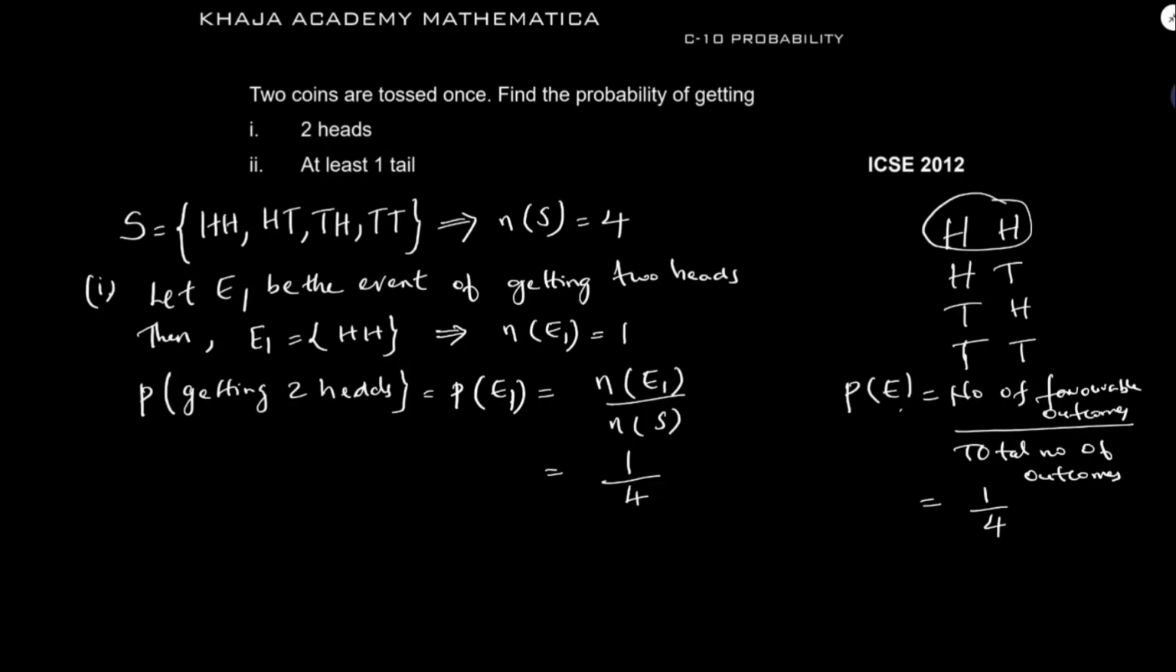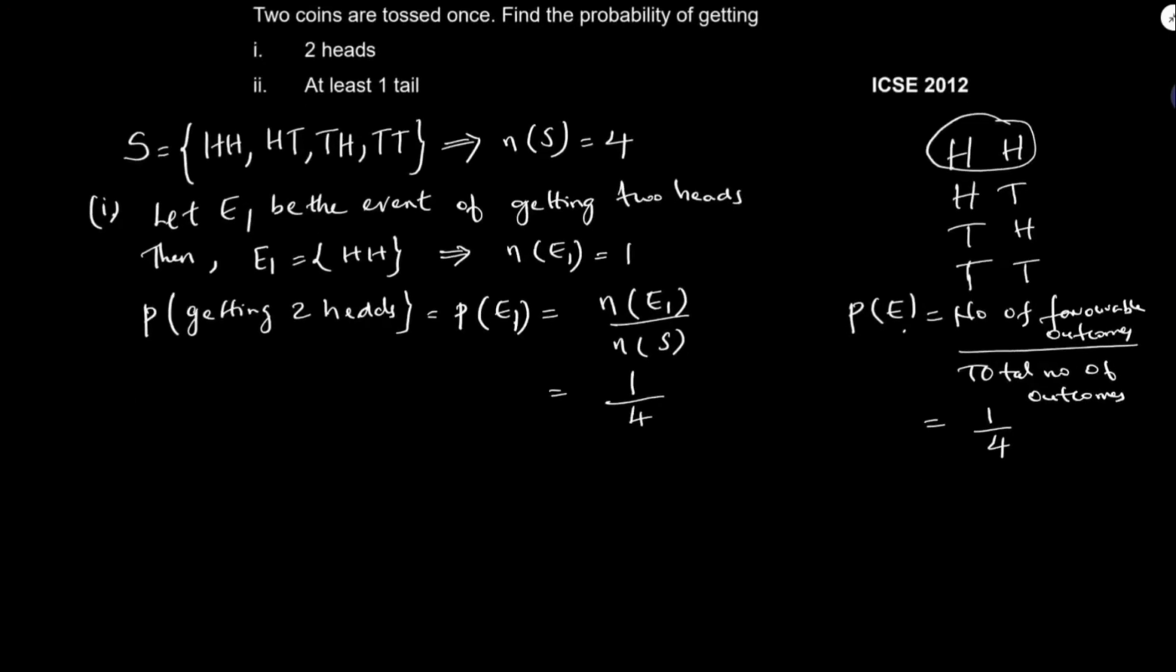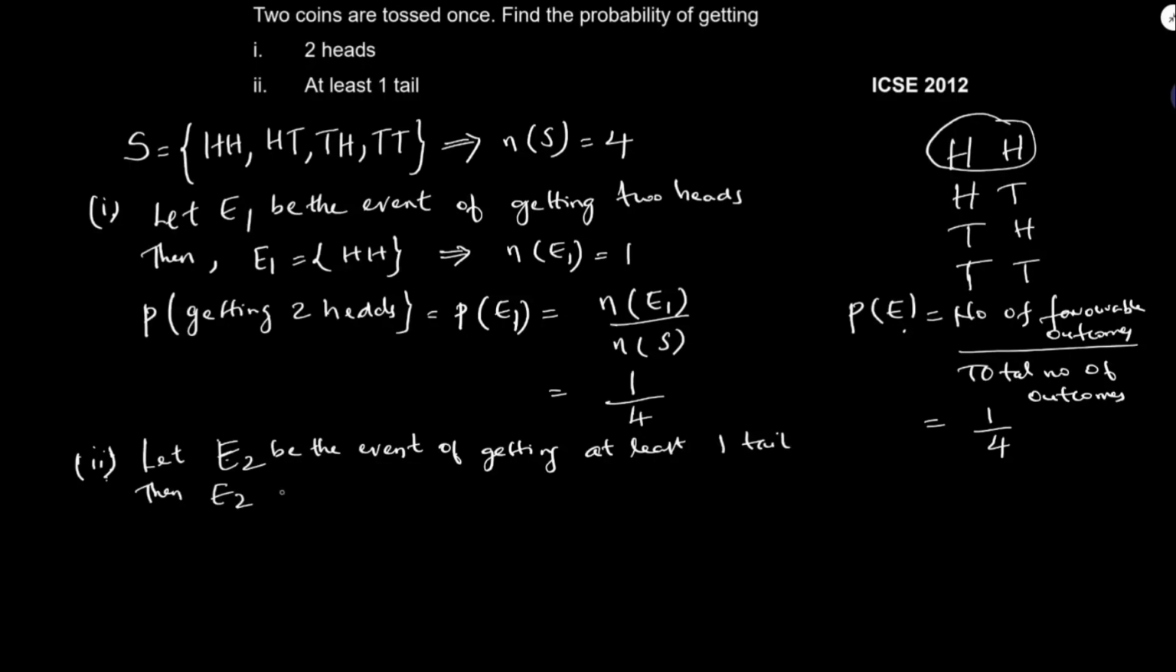In the same way, for the second question, I'll consider it as event E2. Let E2 be the event of getting at least one tail. So E2 will be the outcomes with at least one tail.